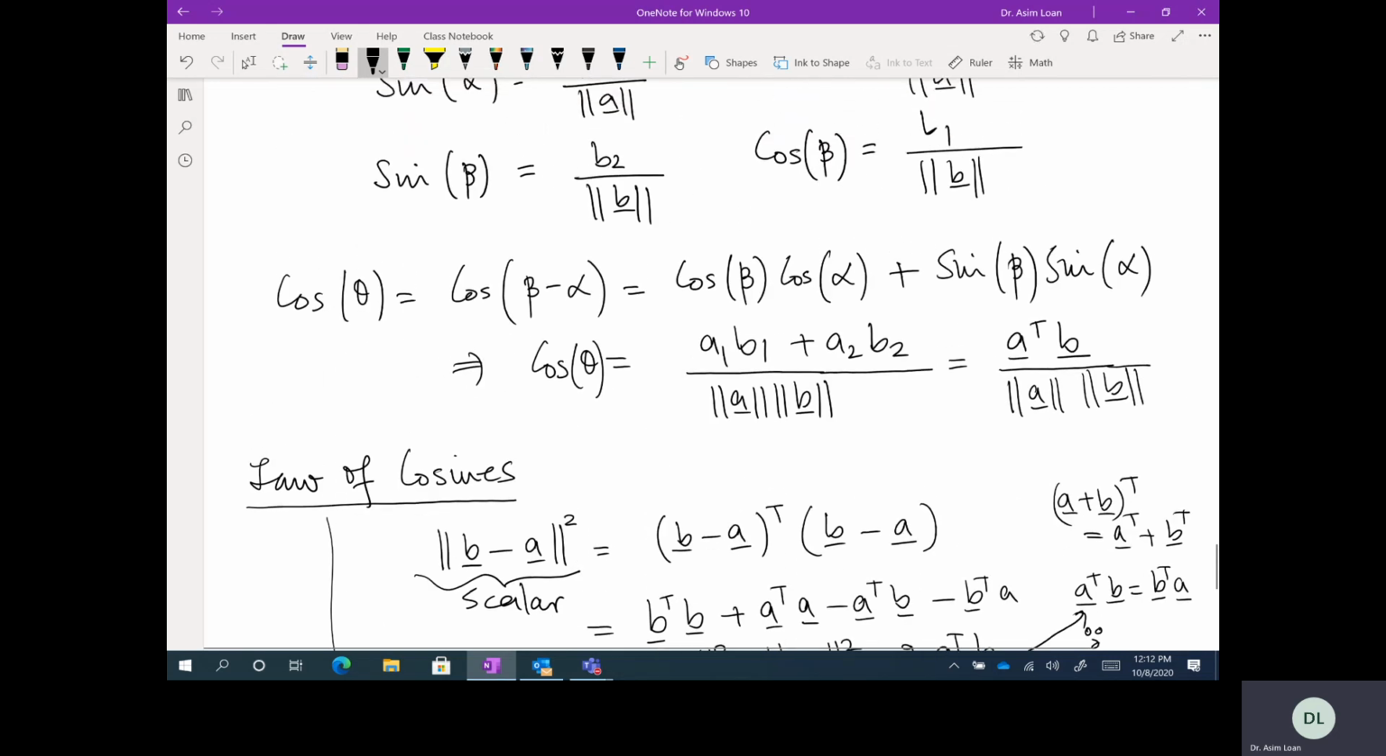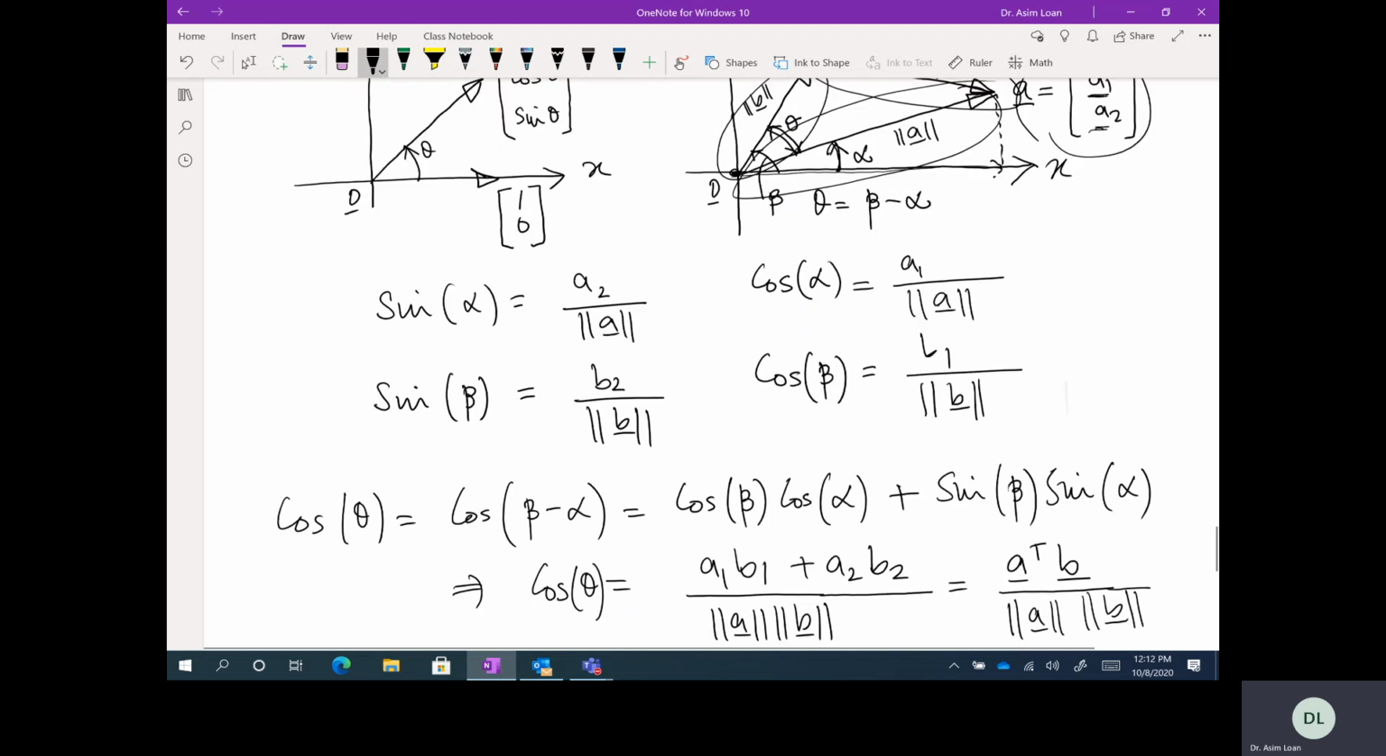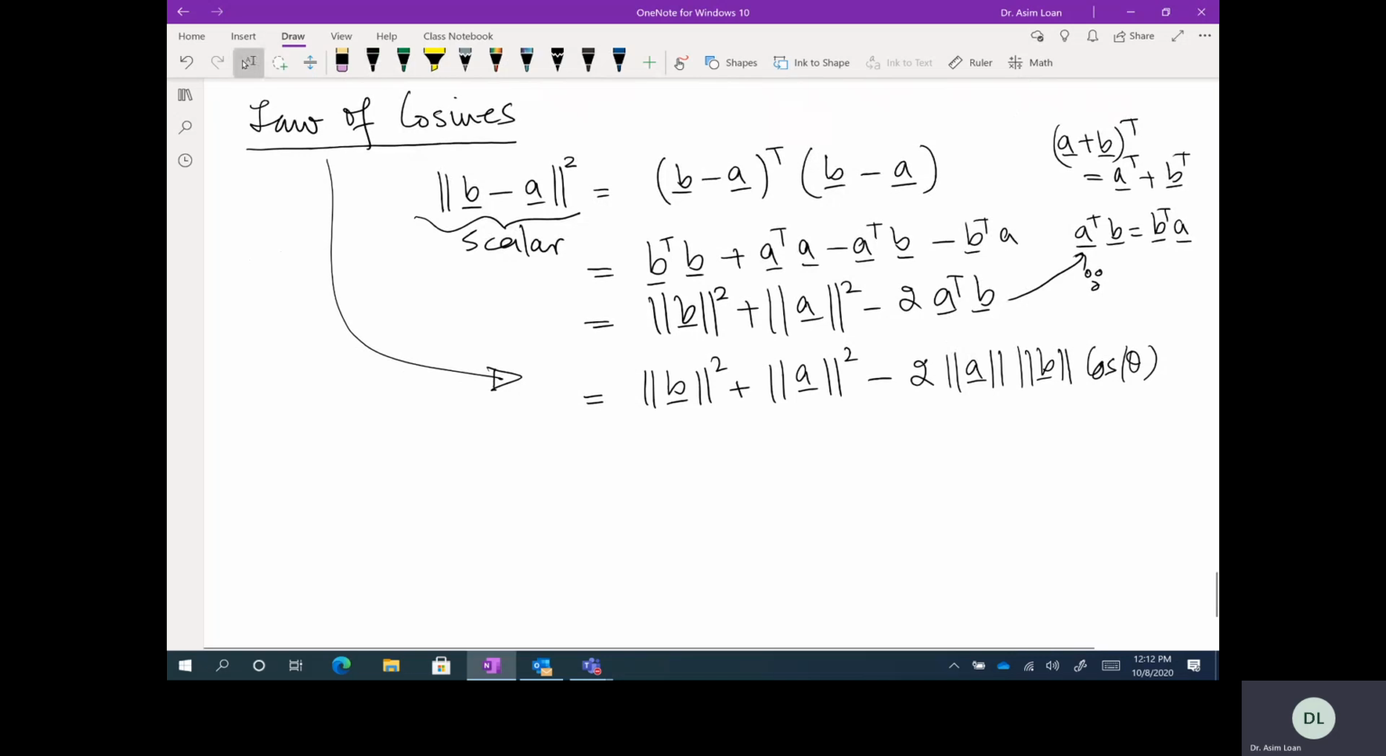So this is the familiar law of cosines. If you are interested in this length, then it is simply this length squared plus this length squared minus 2 times these two lengths times the cosine of the angle between the two, which we can also find from these vectors. Okay, good.